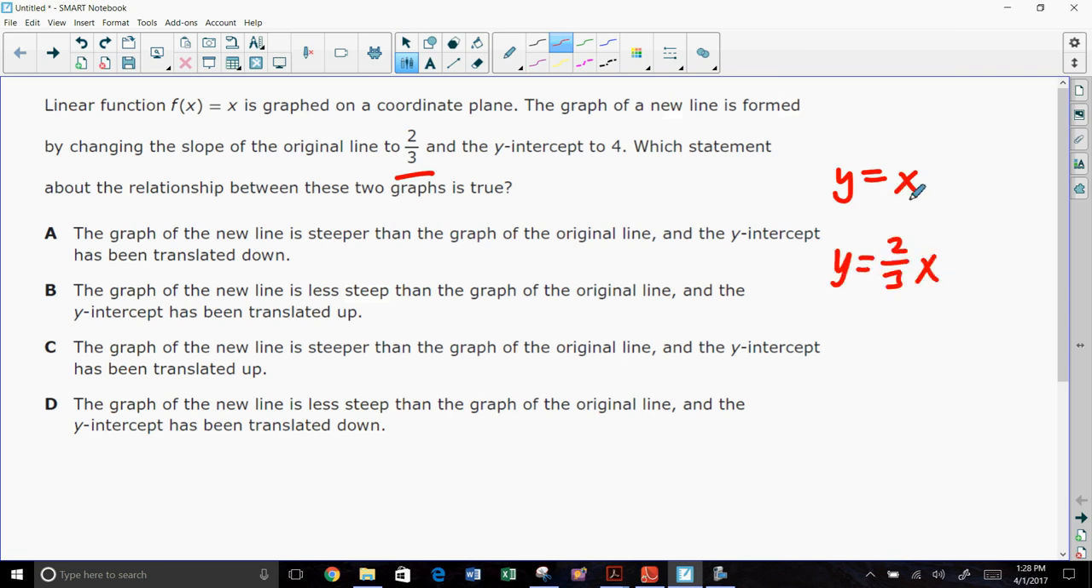The number in front of the x is your slope. And the y-intercept is going to become a 4. So here there's no y-intercept, so y-intercept is 0. Now it's going to be a positive 4. So I have my two equations, so what I'll do is I'll graph them, then I'll see what the differences are. So let's go into our graph.